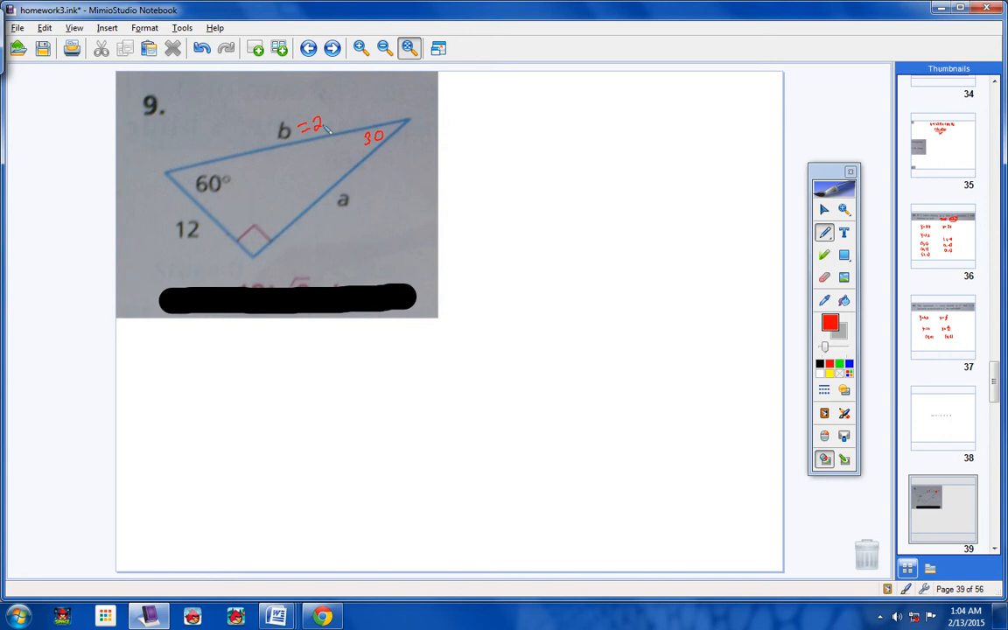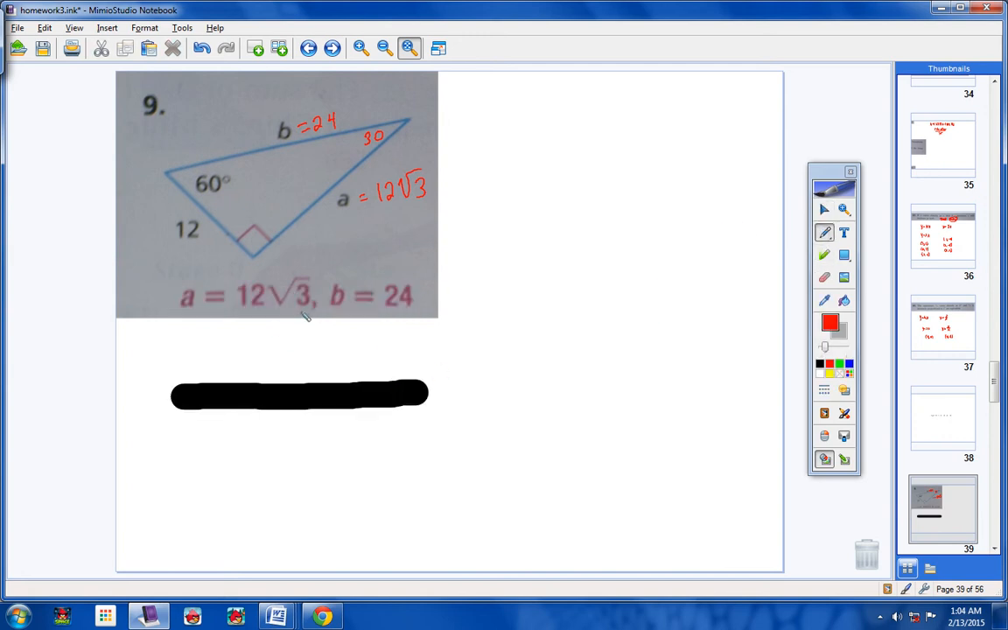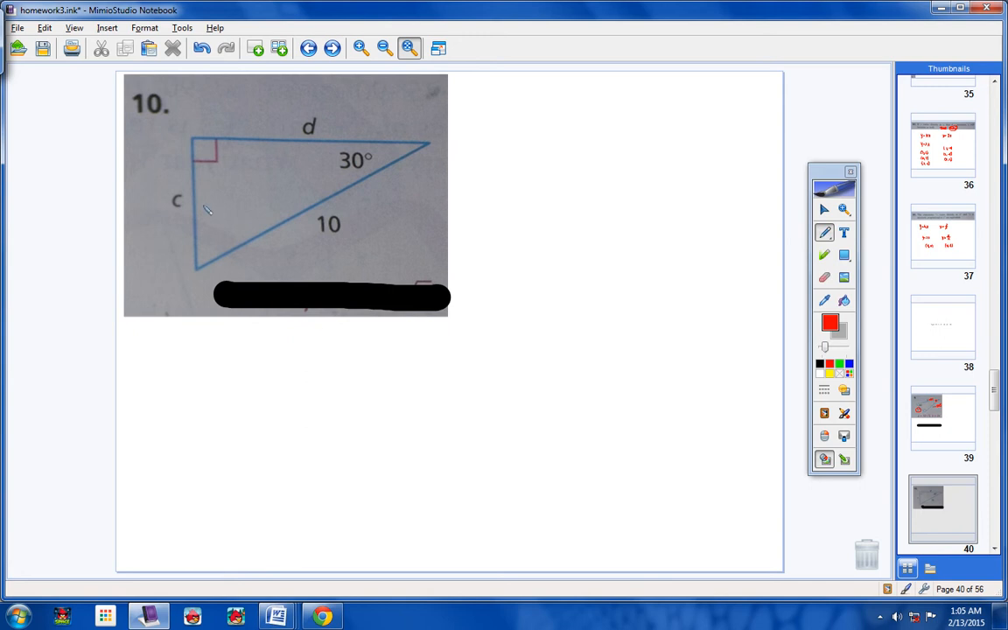It's that easy. Now, take the shorter leg and always multiply it by the square root of 3, and that will give you the longer leg. So the longer leg would be 12 square root of 3. And that's all you got to do. So A is 12 square root of 3, and B is 24. In a 30, 60, 90 triangle, once you know the shorter leg, everything else really falls into place.